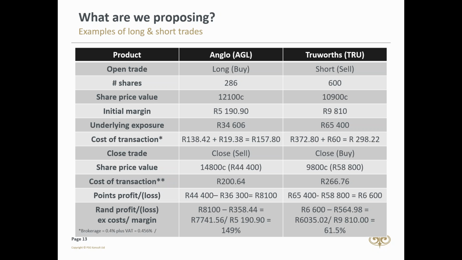34,606 Rand times 0.4% would give you 138 Rand 42 cents. Add VAT on top of that, of course, and you get a total in price of 157 Rand 80 cents. When the shares reach my target price of 148 Rand, which means I'll sell it and get an exposure of 44,000 Rand, the brokerage would then be calculated on the new notional, and therefore you can see the cost of transaction is slightly higher than the in price.